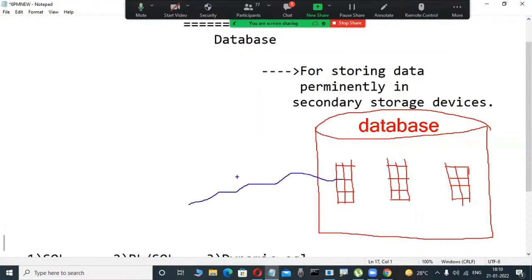We access this data using SQL, which is a language, structured query language. Yesterday I told you up to this point. It was just a small thing.